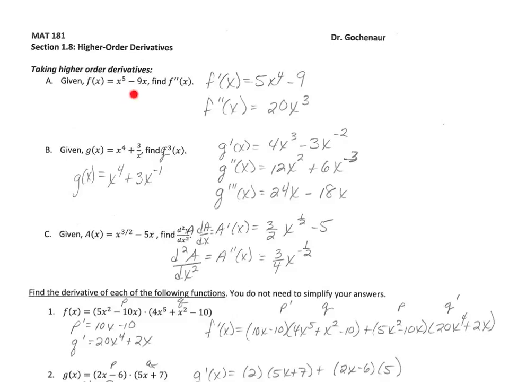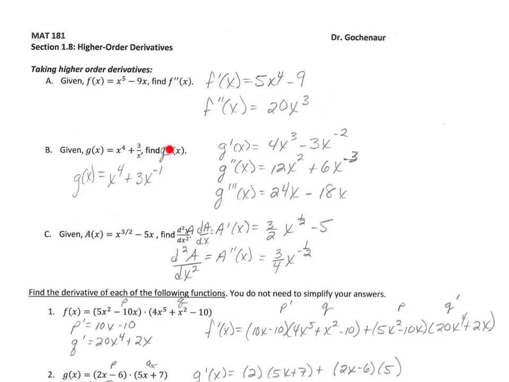So for the first question, we have the function x to the fifth minus 9x. As you know, the first derivative is 5x to the fourth minus 9. You bring the 5 down, take 1 away from the exponent, and then you get just negative 9 from the second term. That's the first derivative. The second derivative is the derivative of this guy. So we bring the 4 down, multiply it by the 5 to get 20, take 1 away from the exponent to get 3, and the derivative of a constant is 0. So your second derivative is just 20x cubed.